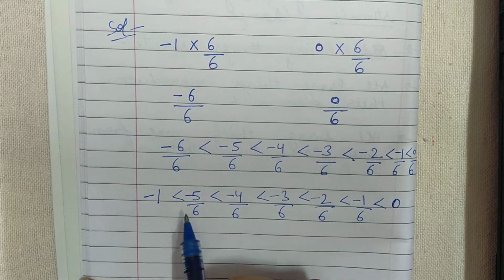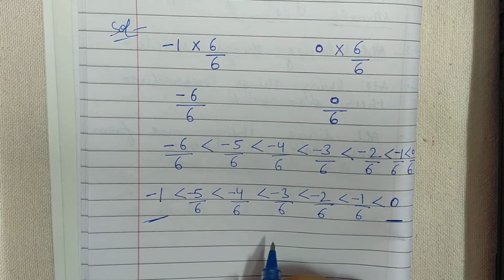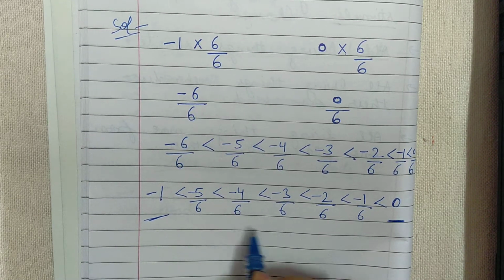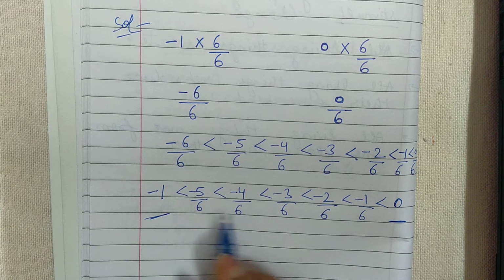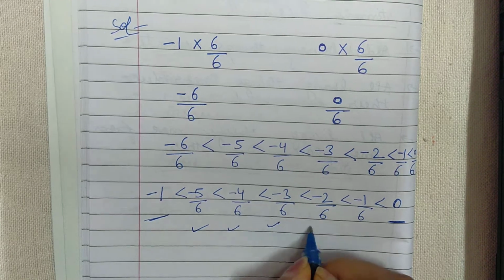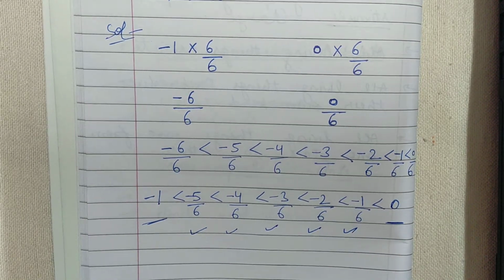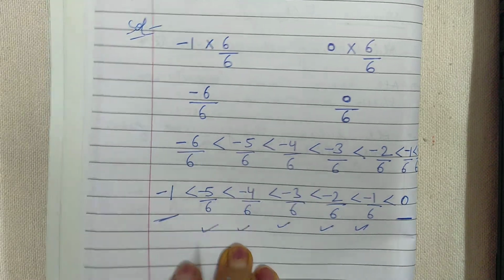See, हमें minus 1 and 0 के बीच में जो रैशनल नंबर लाइ करते हैं, that we have to tell. And these are the rational numbers that lie between minus 1 and 0. There are total 1, 2, 3, 4, 5. So we get 5 rational numbers that lie between -1 and 0.